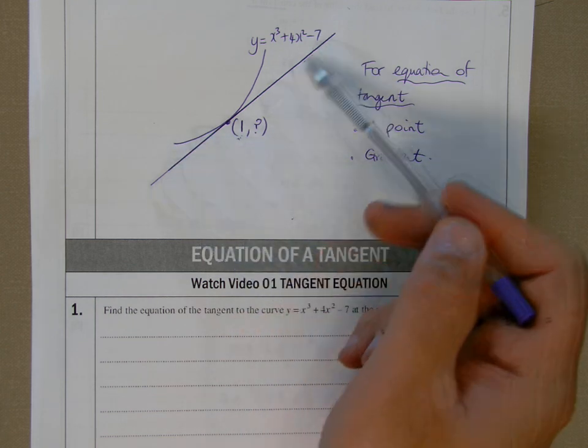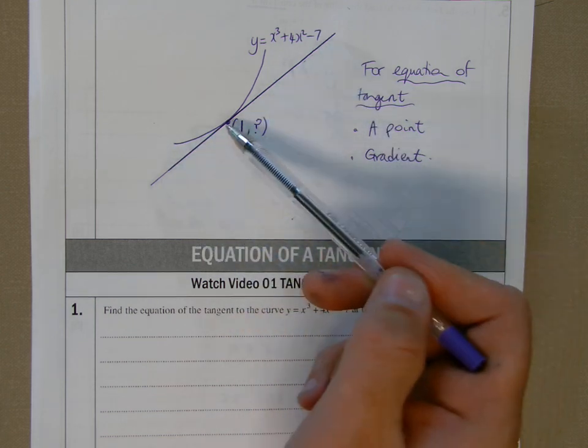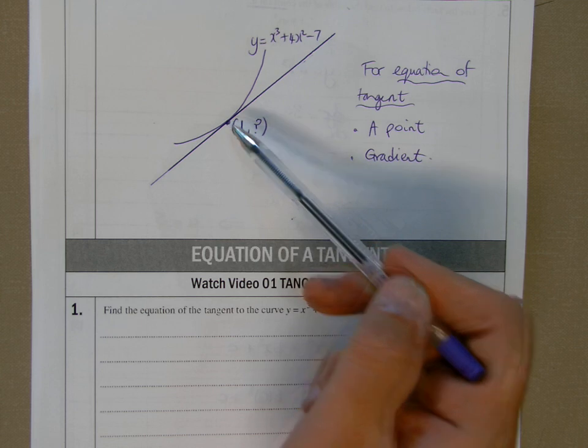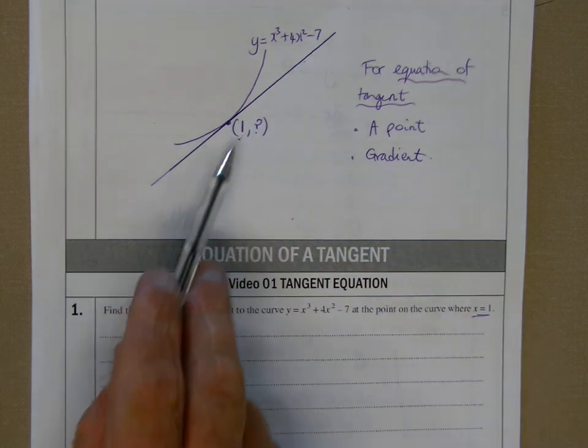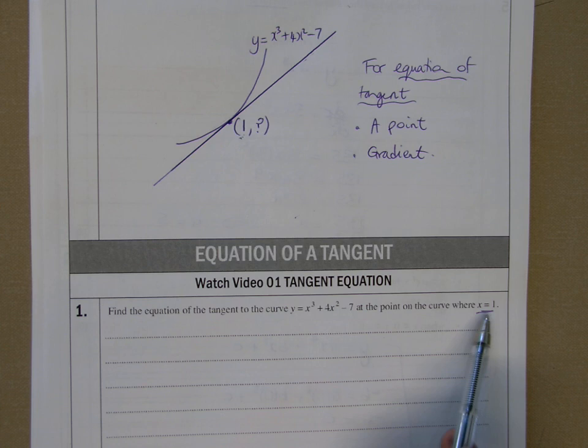And I've drawn my tangent, okay? My tangent is a straight line which touches the curve at a particular point. And in this case, my tangent touches the curve at the point where x is 1, it says here, okay? So to get the equation of the tangent, usually we've got to get it in the form ax plus by plus c equals 0, yeah? Or y equals mx plus c.